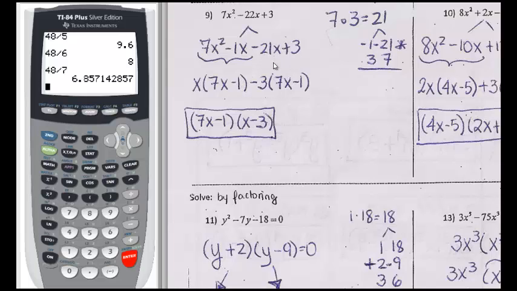On the last 2, what can I factor? I can factor out a negative 3. So negative 21x divided by negative 3 is 7x. And positive 3 divided by negative 3 is negative 1. Looking at this, what can I factor from these two guys? What do they have in common? They have in common 7x minus 1. If I remove the 7x minus 1, what am I left with? I'm left with x minus 3.